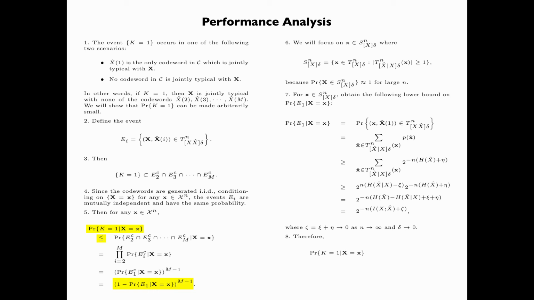Now from step 5, we have the probability that K is equal to 1 given X is equal to x is less than or equal to 1 minus the probability of E1 given X is equal to x, to the power M minus 1. Applying the above lower bound on the probability of E1 given X equals x, we obtain the upper bound 1 minus 2 to the power minus n times I of x, x hat plus zeta, to the power M minus 1.